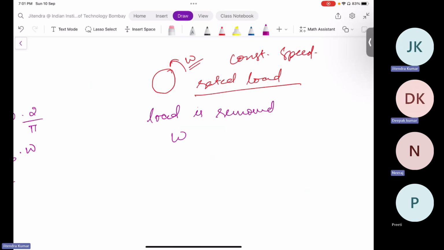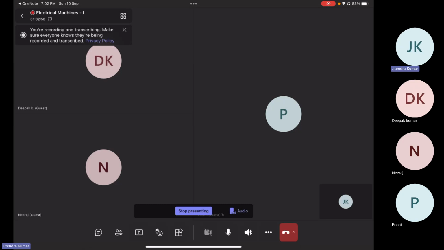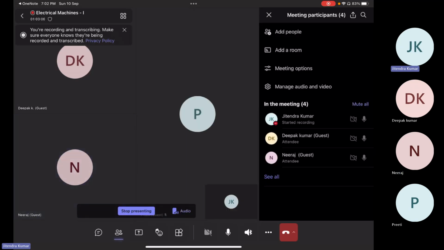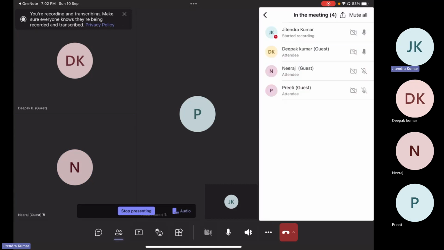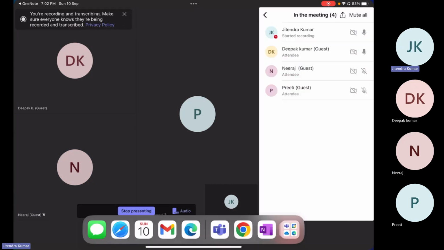Sir, I think it will increase, sir. Okay, Neeraj's answer is increase. Deepak, you tell me what will it be. And others, whoever are there, you can also let me know what will happen. Okay, so what will happen, Deepak, Preeti?